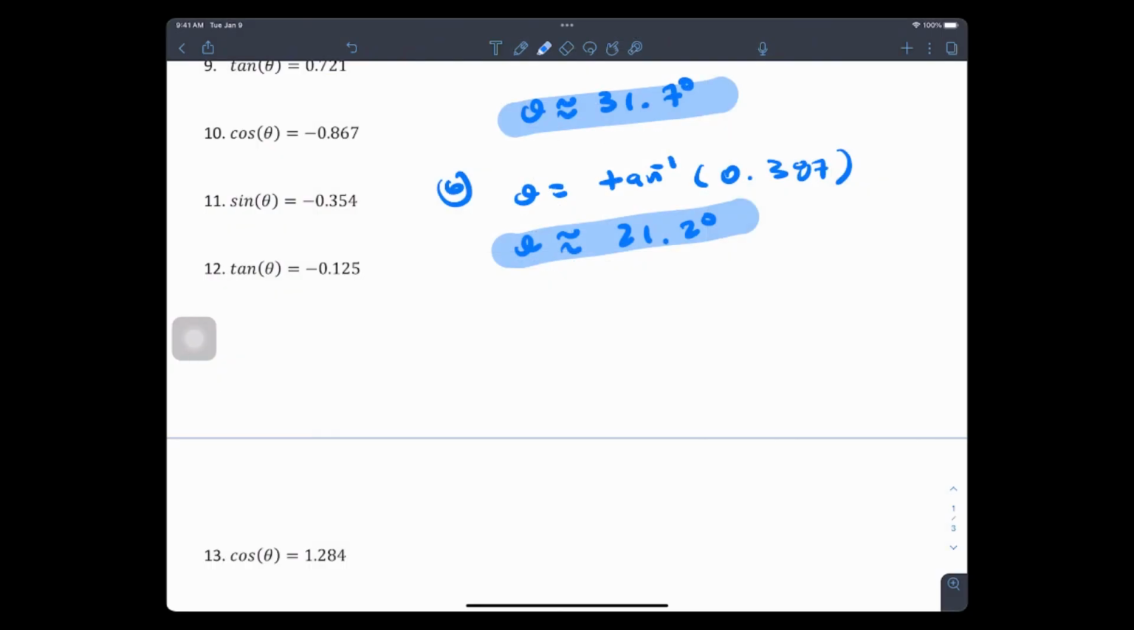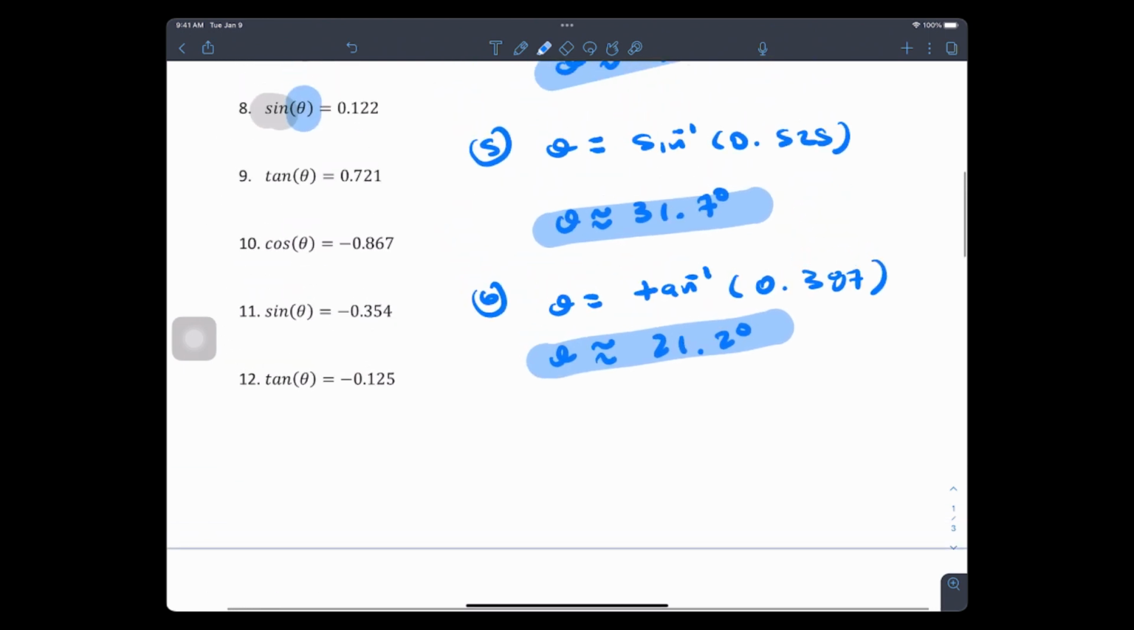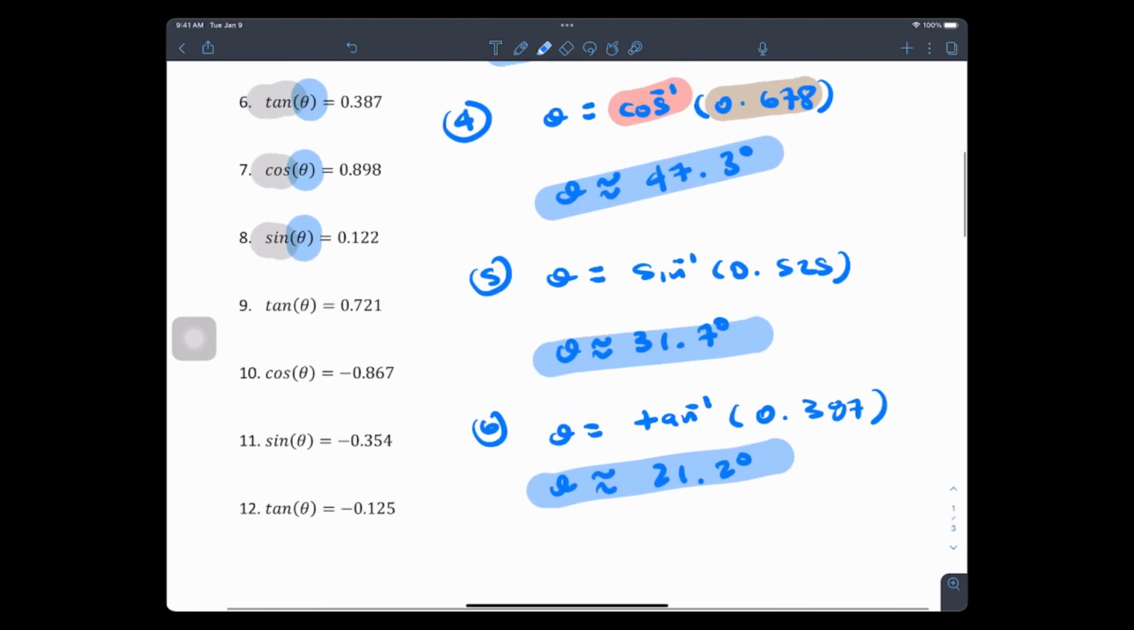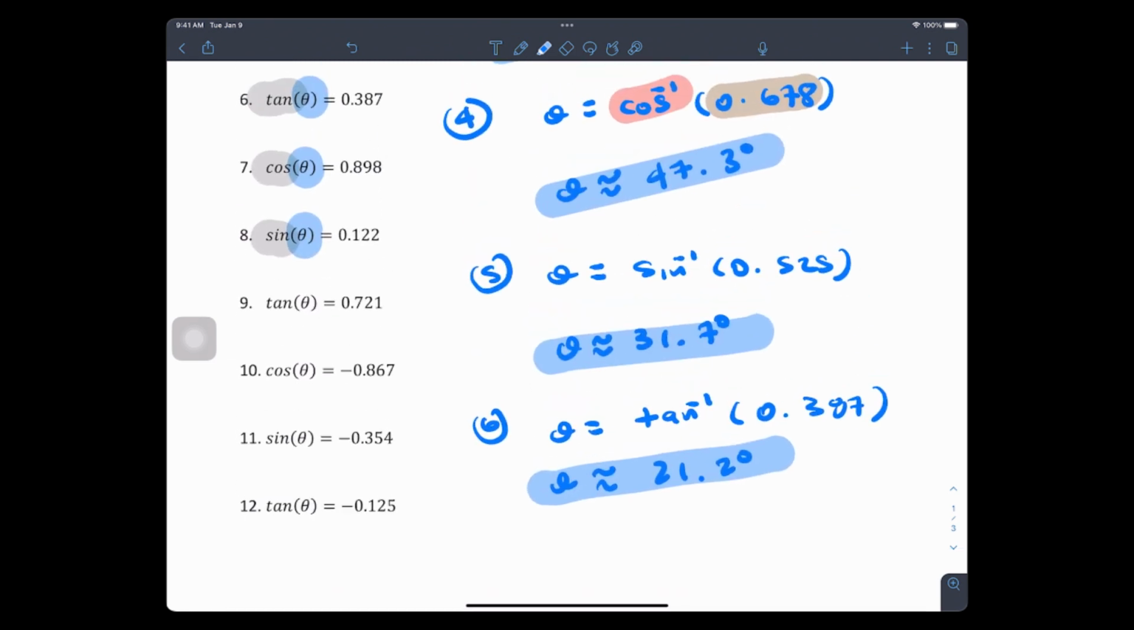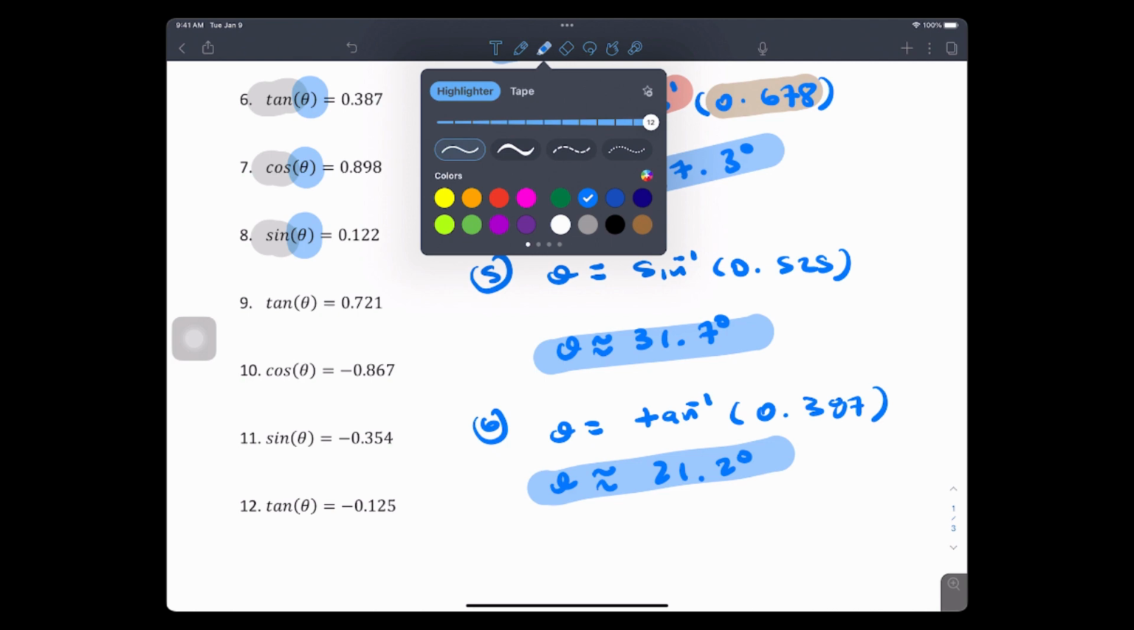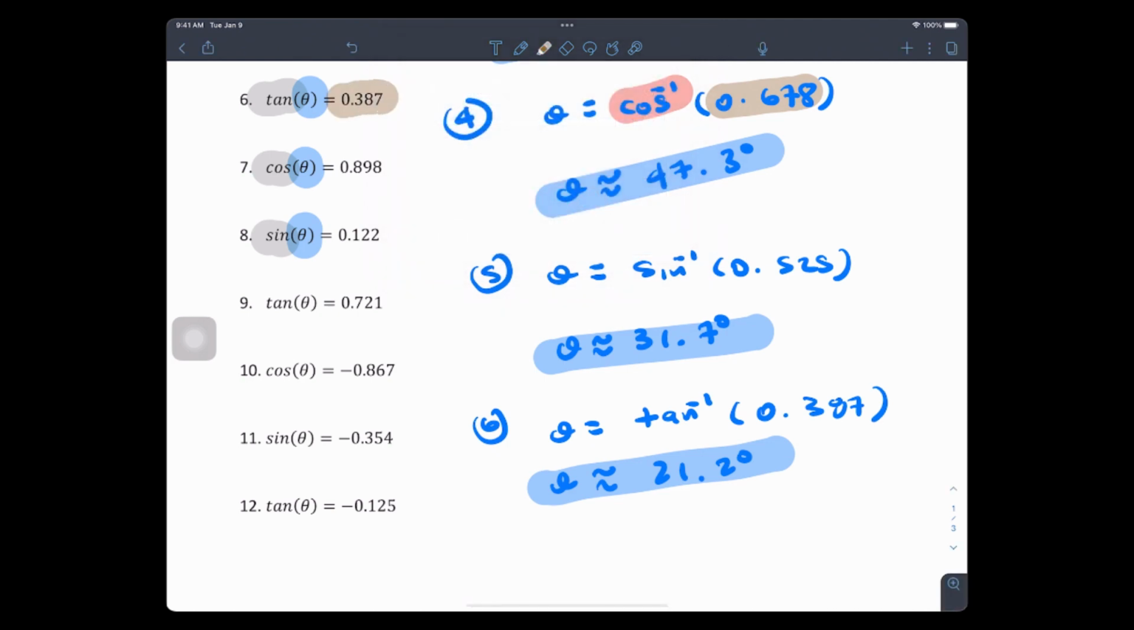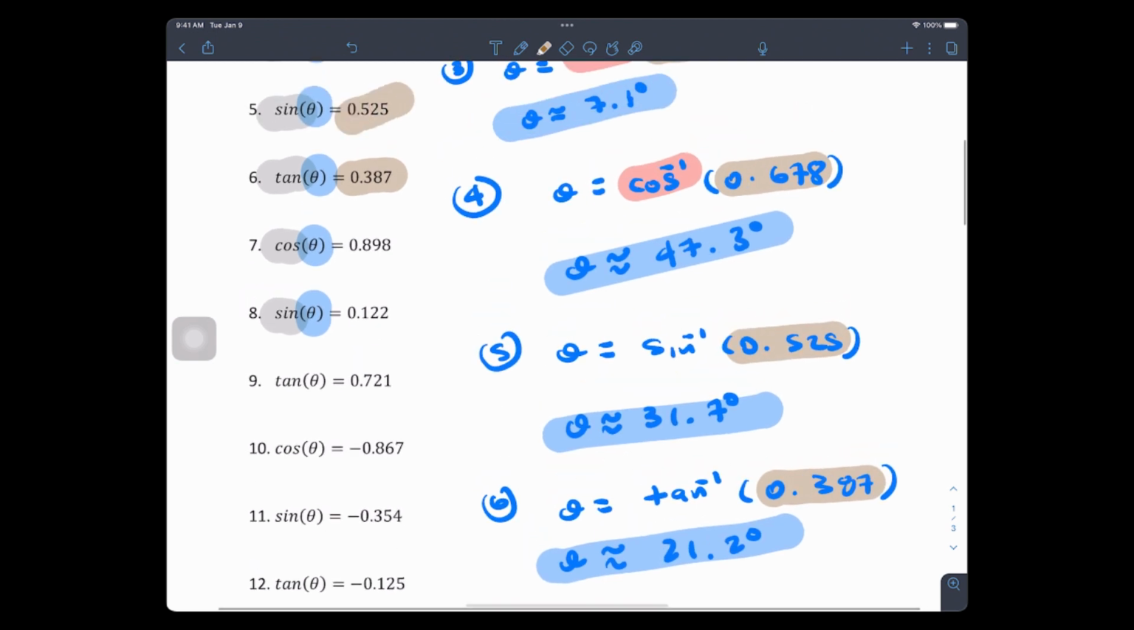Did I make a mistake? 21.2? Let's see. Did we make a mistake? Let's double check number 6. Ah, you know what it is? No. 0.387? Yeah. Let me see. Right? You see what I'm saying? Is it maybe the highlighters help a little bit?